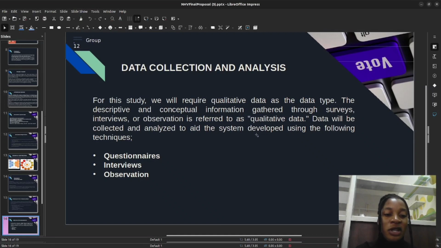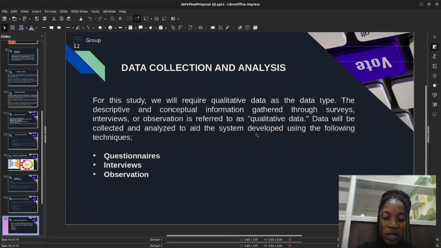So questionnaires, we all know about questionnaires. We shall use both open-ended and closed-ended questions in our questionnaires. We shall have interviews, whereby we shall interview a specific group of people, whether online, face-to-face or physical interviews. And then we shall use the observation techniques to observe how people are interacting with the final product.